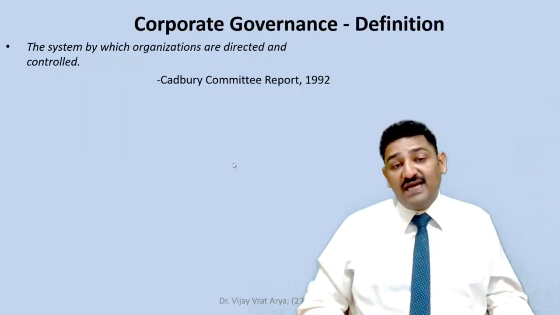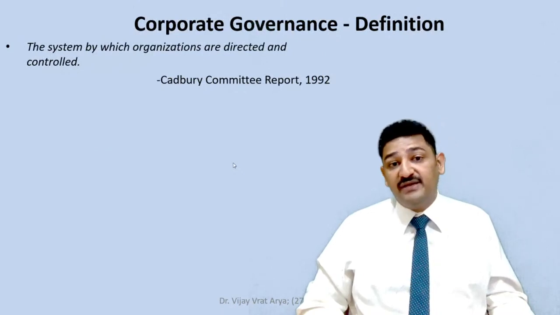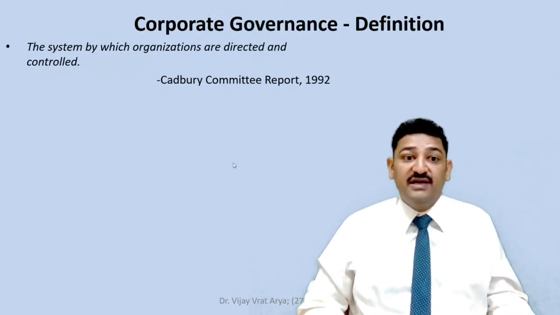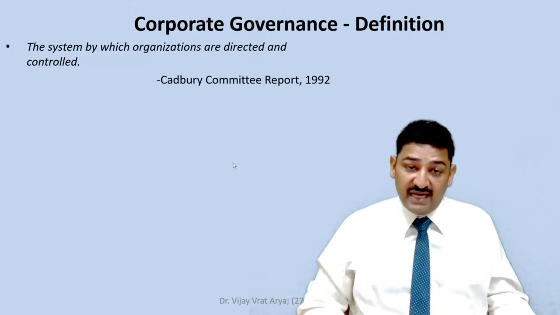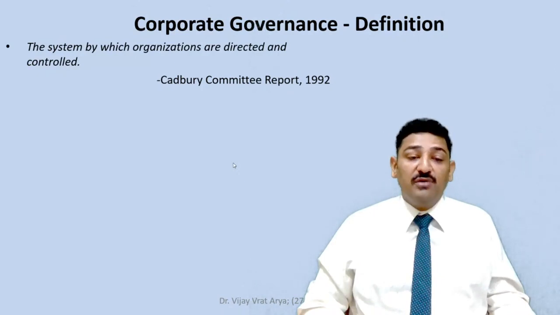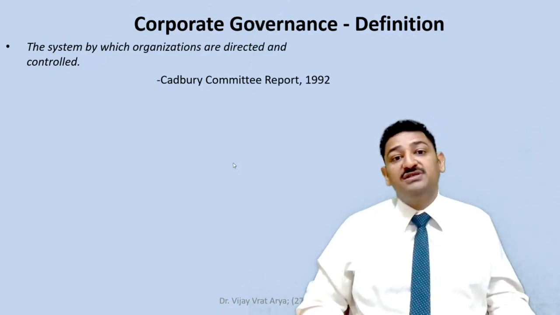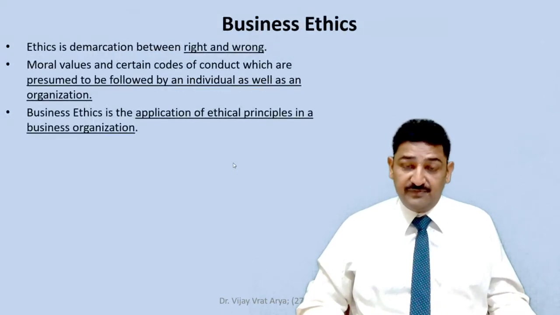From that point of view, one important definition has been given by the Cadbury Committee, chaired by Sir Adrian Cadbury. In this particular report in 1992, corporate governance has been defined as a system by which organizations are directed and controlled.